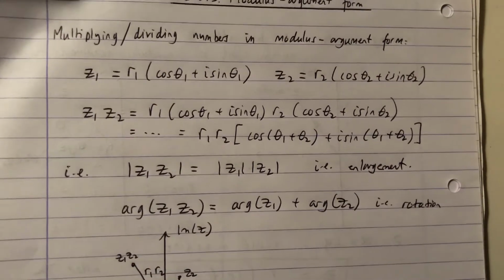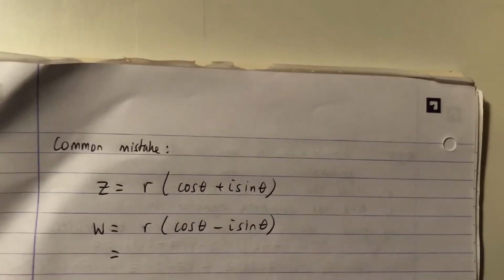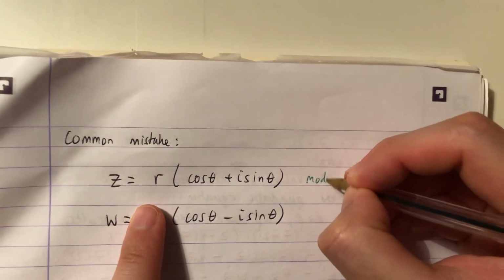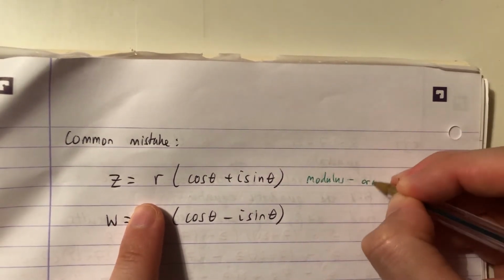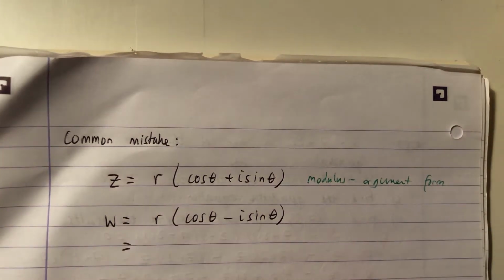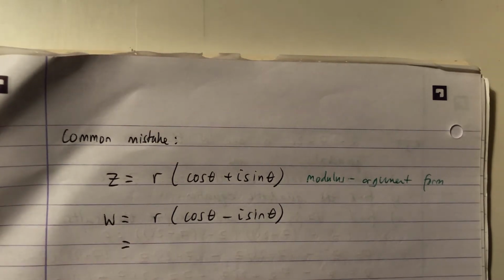Let's have a look at some common mistakes which we need to consider. So this top thing is modulus argument form. So if you end up being requested to write anything in modulus argument form, it has to look like this. And the shortcuts I've just discussed only work when things are written in modulus argument form. If they're not, then those shortcuts become invalid.